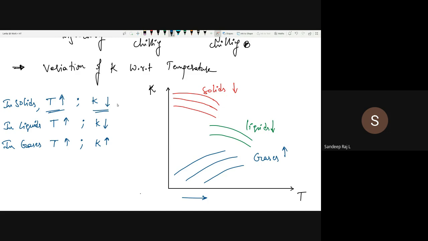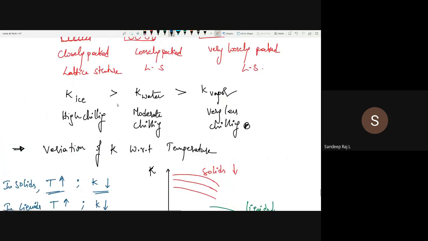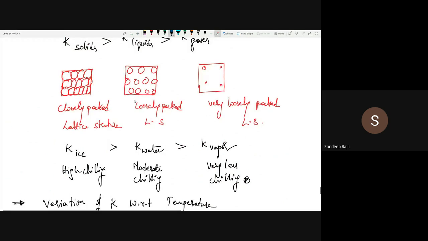Good, very good. See, the point here is in solids and liquids, we have already seen that they are a bit closely packed. Since they are closely packed, they will try to move away from each other when the temperature is increasing. When they move away from each other, the rate of heat transfer will decrease. That is the reason why the thermal conductivity will decrease with respect to temperature. If the temperature is increasing, thermal conductivity will decrease.